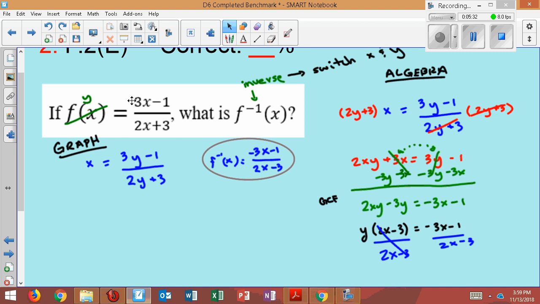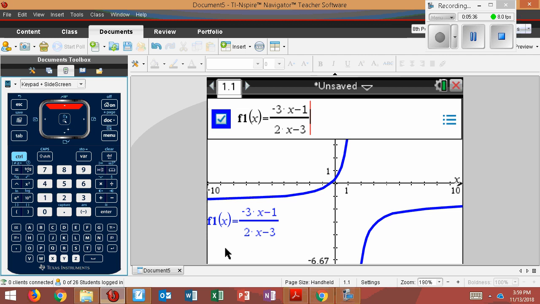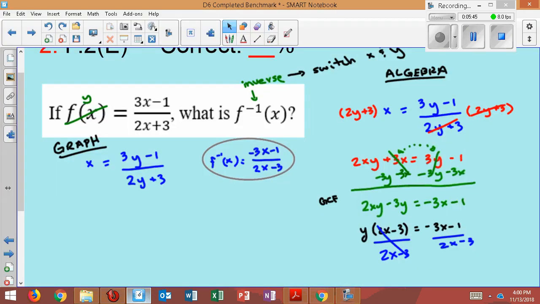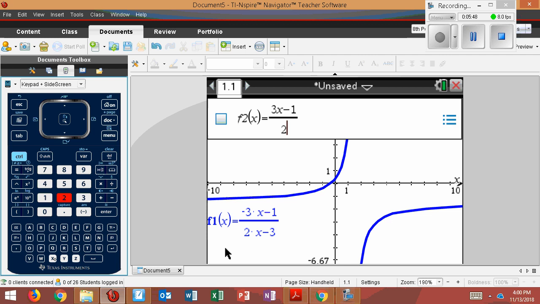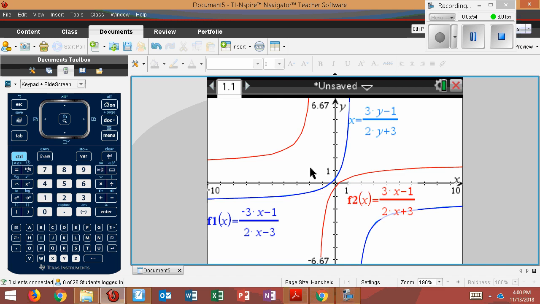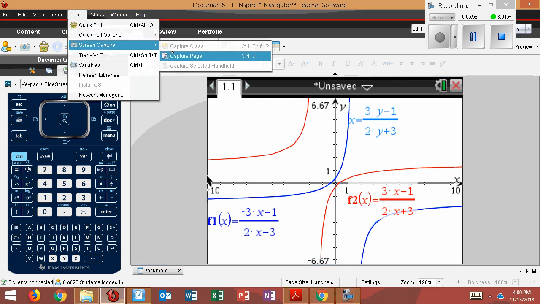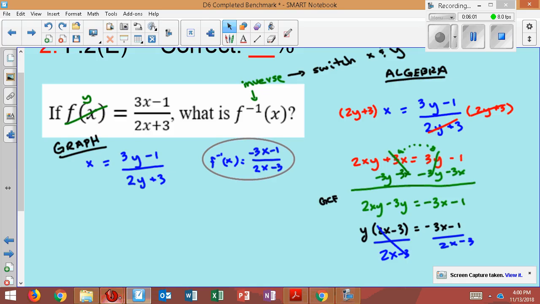Now I'm going to graph the original here. Something else that could really help you is thinking along the lines that for an inverse, you switch x and y. If I graph this original, 3x minus 1, and I put that over 2x plus 3, what we should know about every inverse is that you're switching the x and y values. So if I switch my x and y values here, I'm going to show you this from my notebook, it's going to be a little bit easier to see. So I'm going to paste that here.